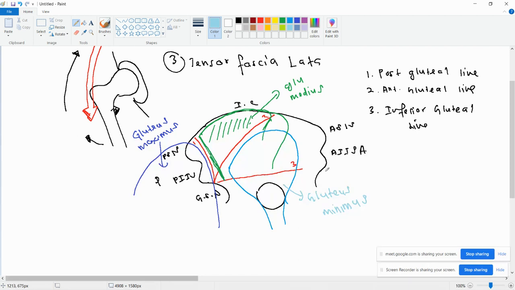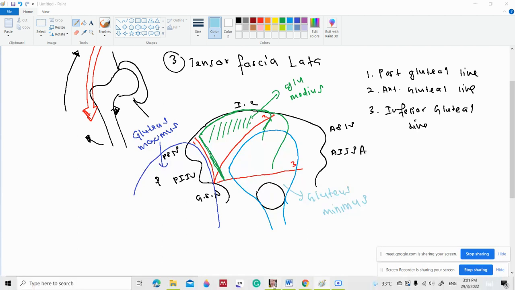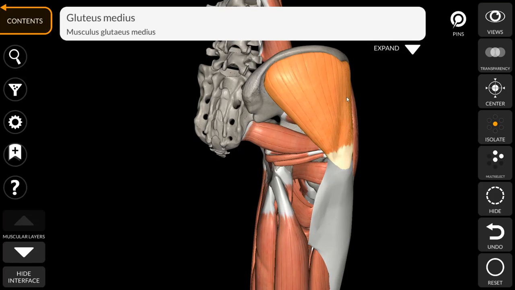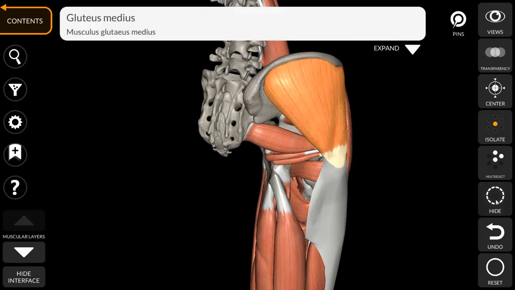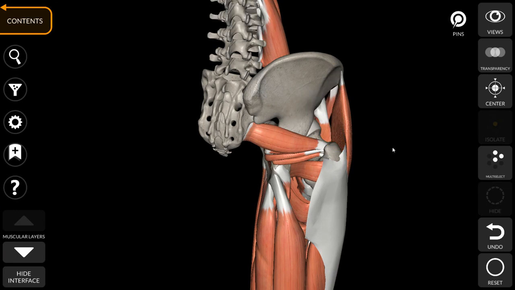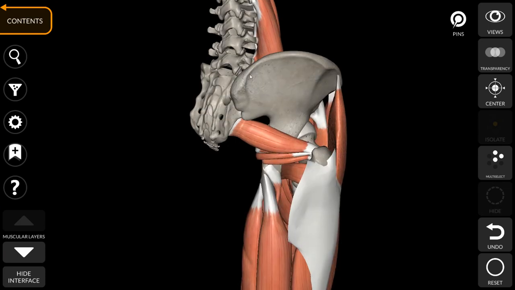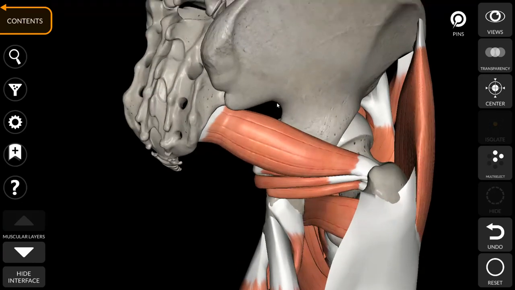Now back to this atlas. Now you can imagine, class, if I hide this muscle. This is the iliac crest. Posteriorly, you have the posterior superior iliac spine. This is your posterior inferior iliac spine, and this is your greater sciatic notch. And from the greater sciatic notch, you can imagine one line over here extending upward.